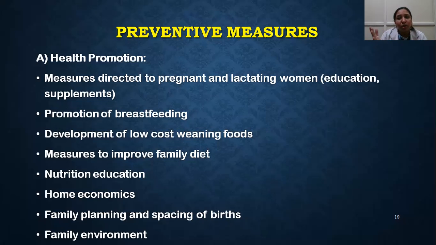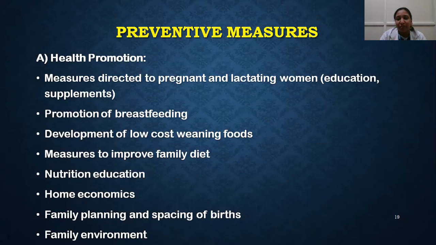So while the child is still in the womb, or when the child is being grown, the pregnant and lactating mothers have to be educated. They have to be provided with iron supplements, folic acid supplements, and calcium supplements, required for the growth of the baby. They have to be provided with adequate food and nutrition, so the mother would be delivering a healthy weight baby.